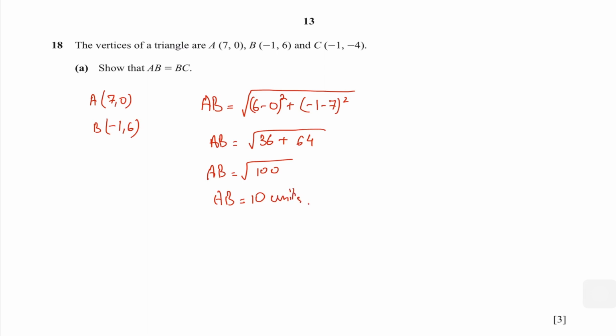Alright, so now I've got to show that this is the same as BC. That means I'm going to have to work out the length of BC. So the coordinates of B are minus 1, 6. The coordinates of C are minus 1, minus 4. So let's work out the length. For which I'm going to do x2 minus x1. Actually, I can do it the other way around as well.